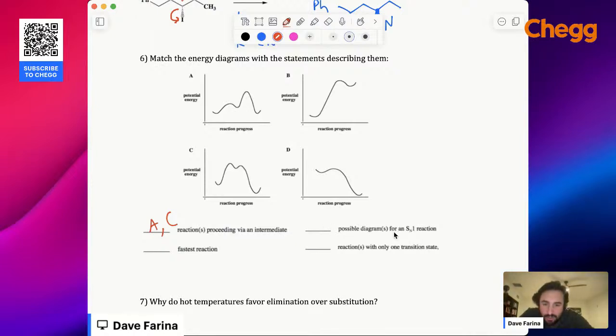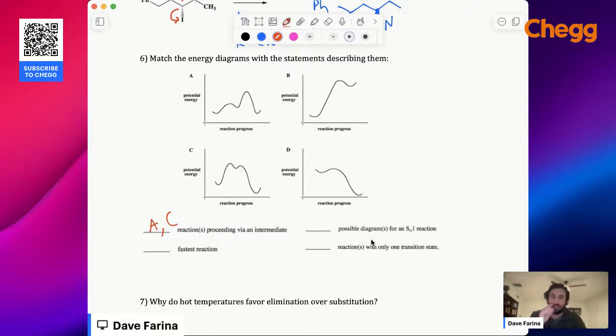Now, possible diagram for an SN1 reaction. An SN1 is a two-step reaction. People sometimes find that a little funny, that SN1 is two steps and SN2 is one step, but the number there is referring to the transition state. The SN2 has a bimolecular transition state where the nucleophile and the leaving group are both weakly coordinated to the substrate at the same time. So two things are coordinated in SN2.